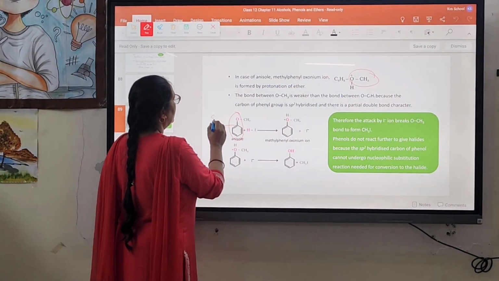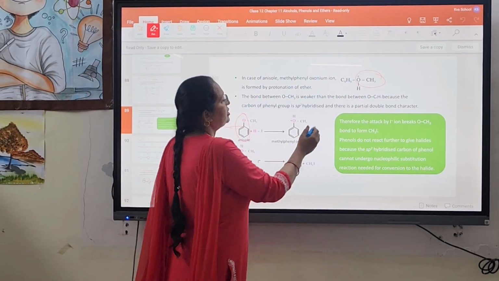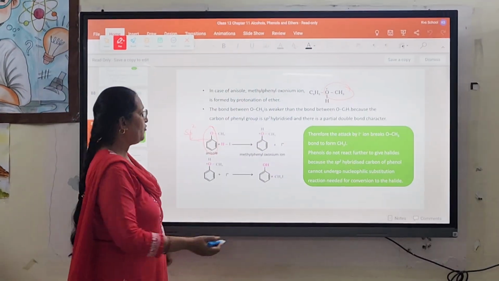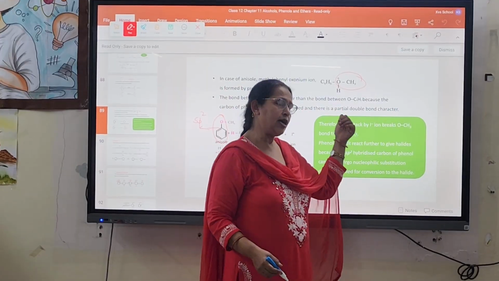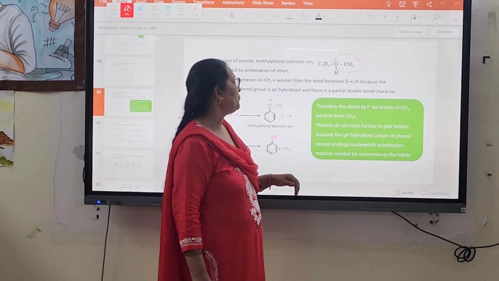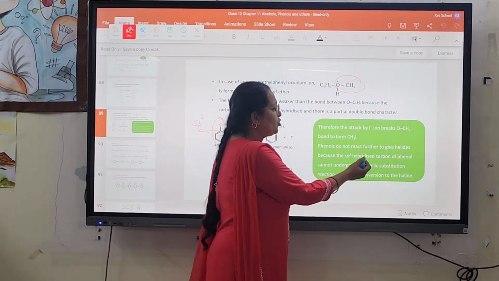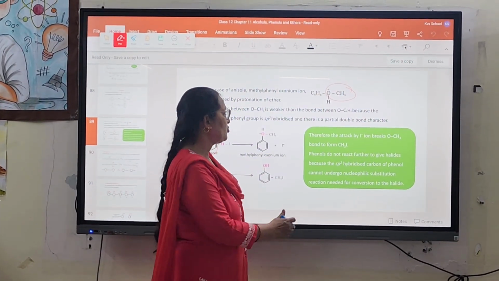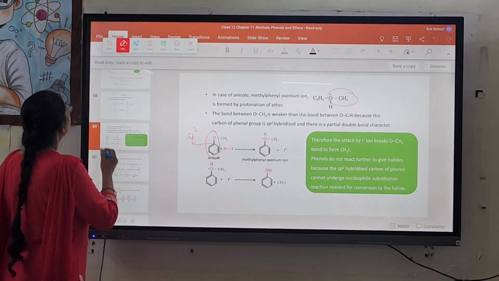and this sp2 hybridized carbon attached to the oxygen has partial double bond character, preventing the formation of phenol and methyl iodide. The attack of the iodide ion breaks the O-CH3 bond to form the CH3 ion. Phenol does not react further to give the halide because the sp2 hybridized carbon of the phenol cannot undergo the nucleophilic substitution reaction needed for conversion to the halide.